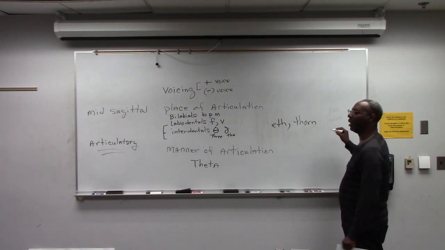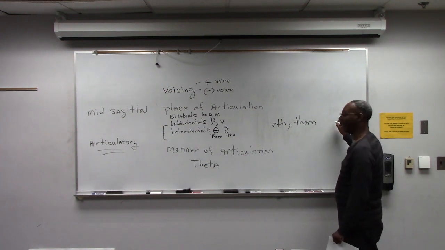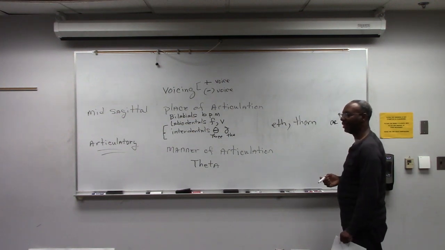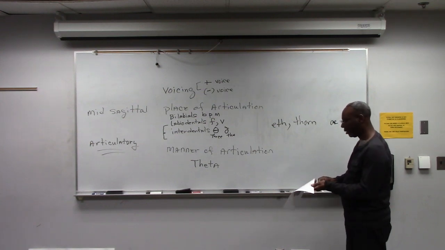They have names too. I just recently found this out. The A with the E next to it is called an ash. We're going to resume this lesson next week. Okay.